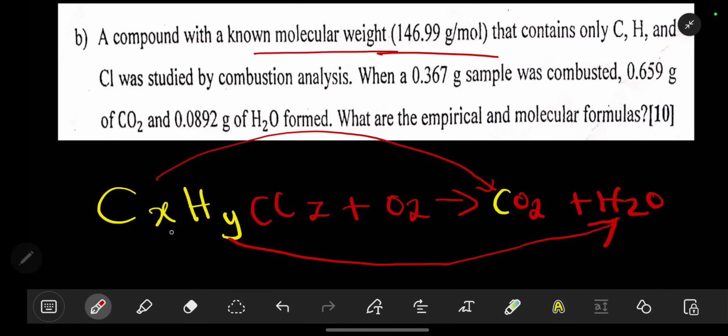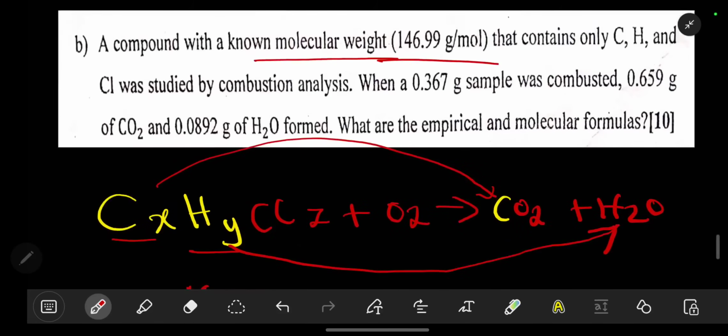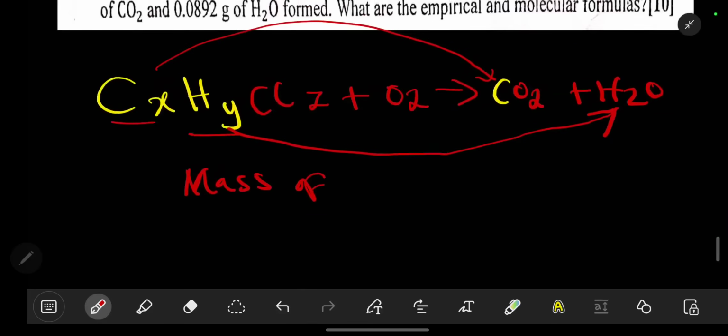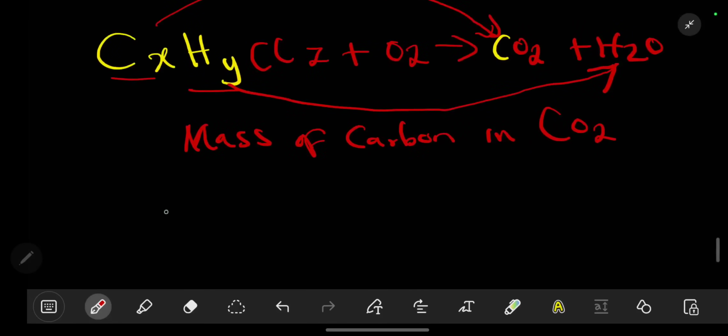So what we are going to do is find the mass present for this and this, then subtract from the total mass. So we are going to say the mass of, let's begin with carbon in carbon dioxide. This carbon is the one that is contributing to the carbon in this carbon dioxide. It's more like you're just finding a percentage, where you say carbon over the carbon dioxide. That's how we find the percent.